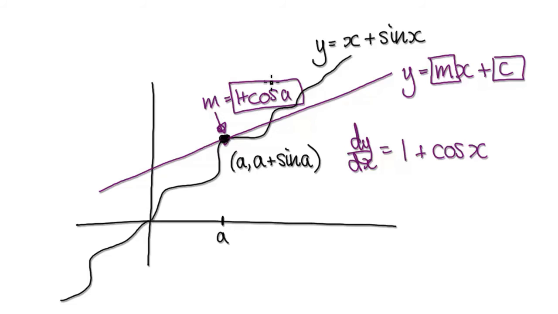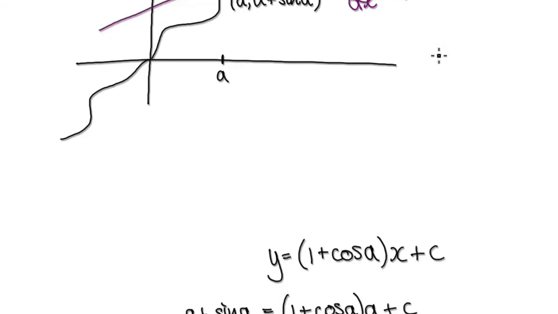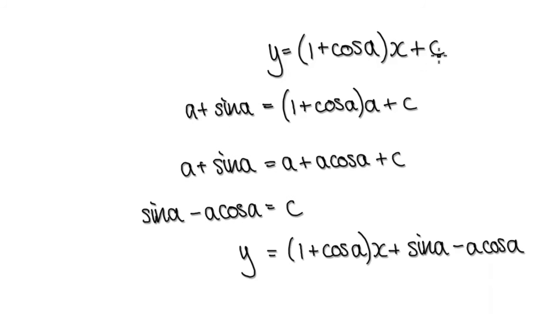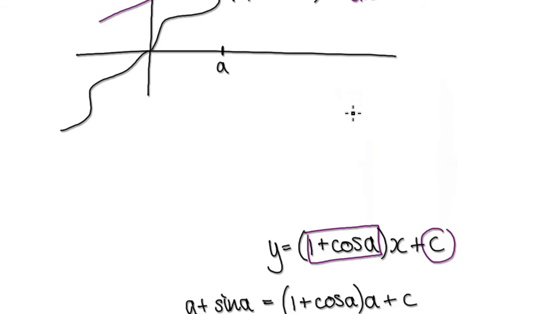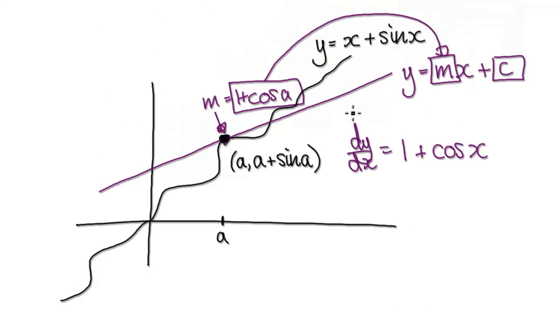So this is our gradient. We can now put this into the m, so that will take us to here. So this is our m. We now need to work out c. To work out c, we need to know one particular point on that tangent line. Well, we know one particular point on that tangent line.